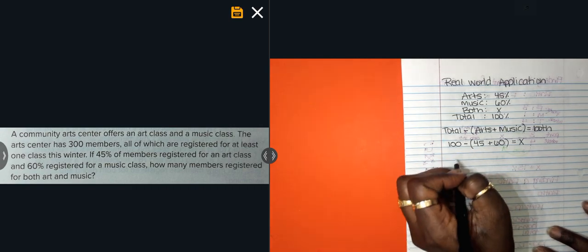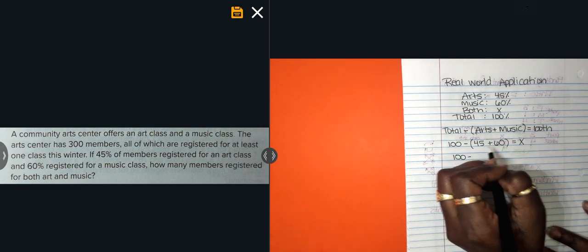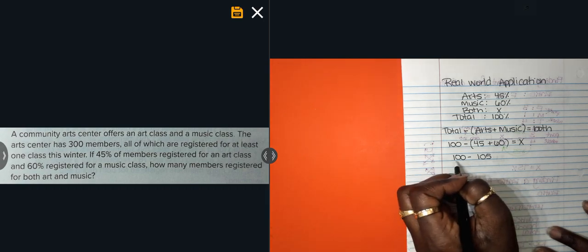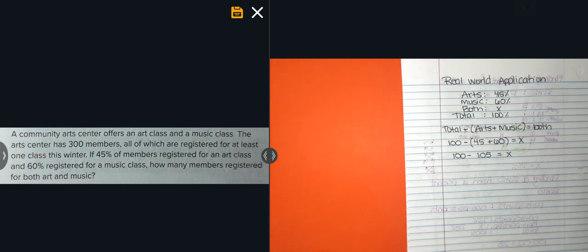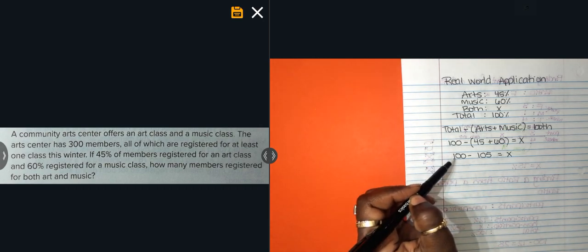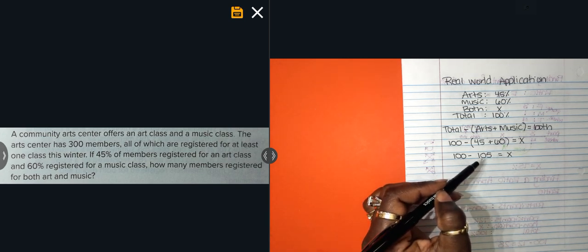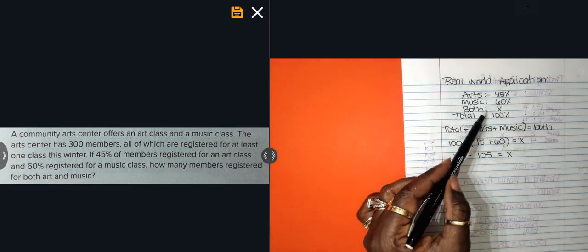Okay. And when we go and do our math, we remember PEMDAS. So we start off with the parentheses. 45 plus 60 gives me 105. And then we're taking it away from 100, which will give us X. Now, something's not right, right? So remember, the total is 100. But we notice that we actually are taking away more than 100. So what that means is there's a difference. The reason that it looks like we have more than 100% is because some of them are actually signed up for both of those classes.